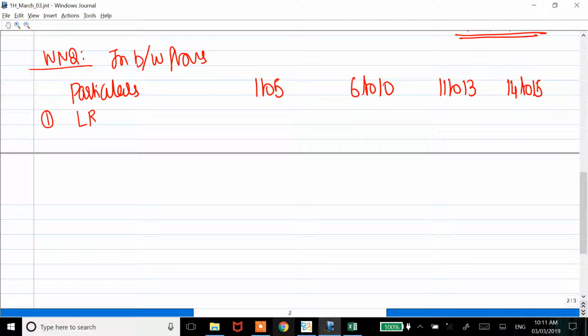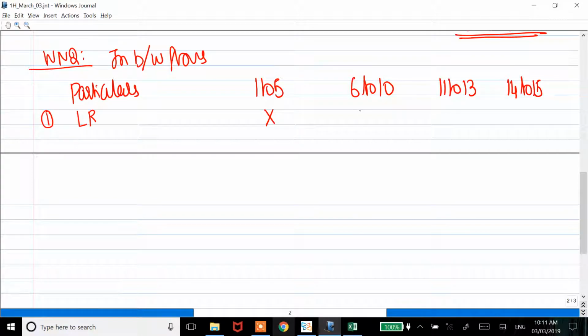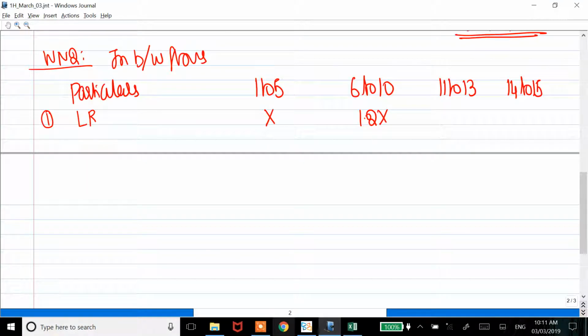The lease rent for the first 5 years is X, 6 to 10 is 1.2X, 11 to 13 is 1.5X, 14 to 15 is also 1.5X. So X, 1.2X, 1.5X and 1.5X. Any expense given in the question?